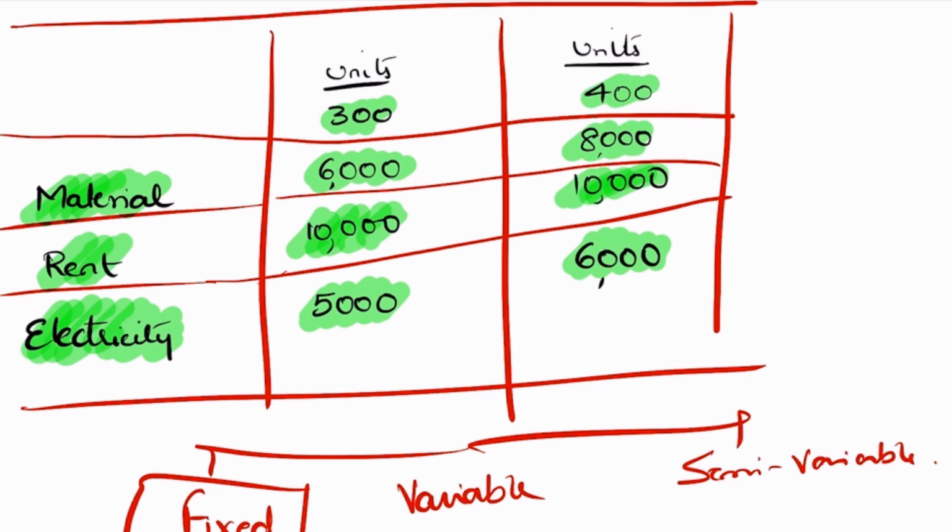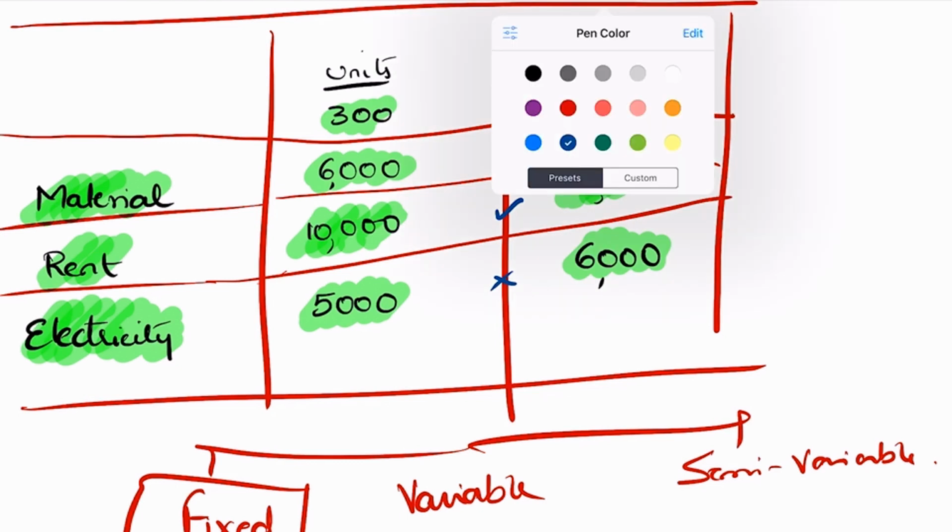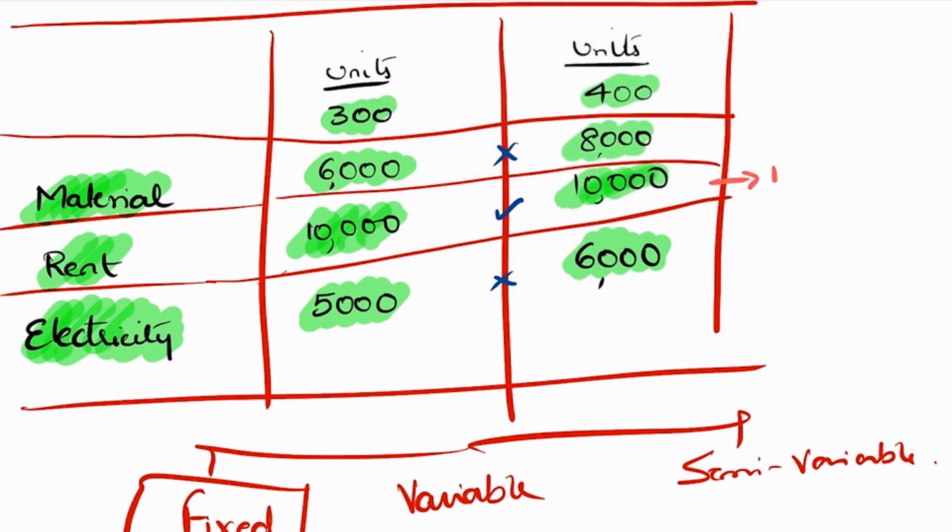Now, if I see the material cost, is it the same for both? The answer is no. Is rent the same for both? Yes. Is electricity the same for both? It is no. Therefore, my rent becomes a fixed cost because this has remained constant for both my levels of production. So fixed cost is a cost which is going to be the same for all the levels of production.